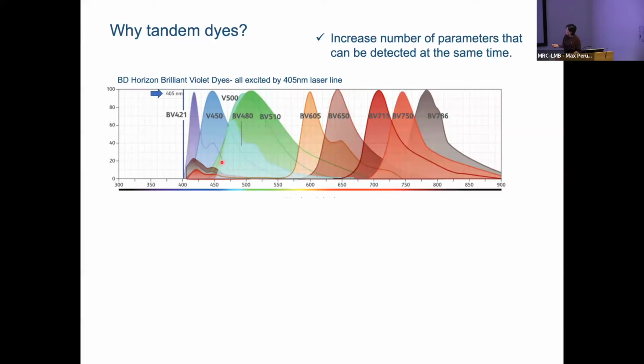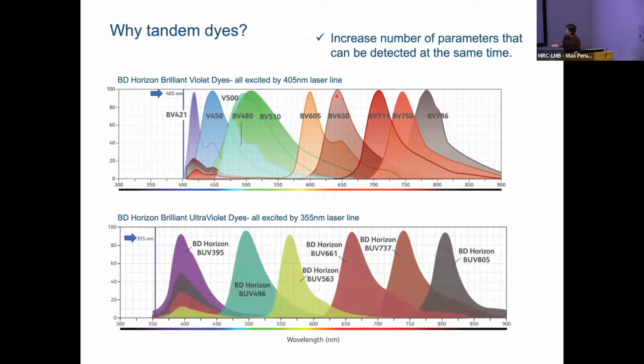You can see all these dyes occupy almost the whole visible spectrum and can be excited by a single laser line. The same goes for the BD Horizon Brilliant UV dyes. So we have so many dyes, so many options, and we can pick and combine different dyes together to design our panel.